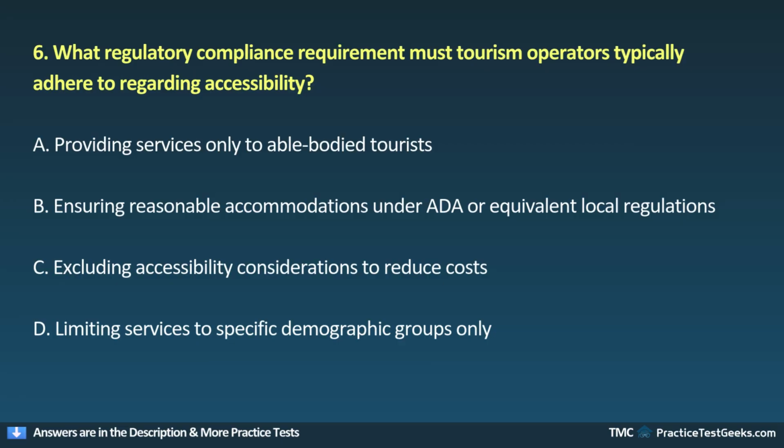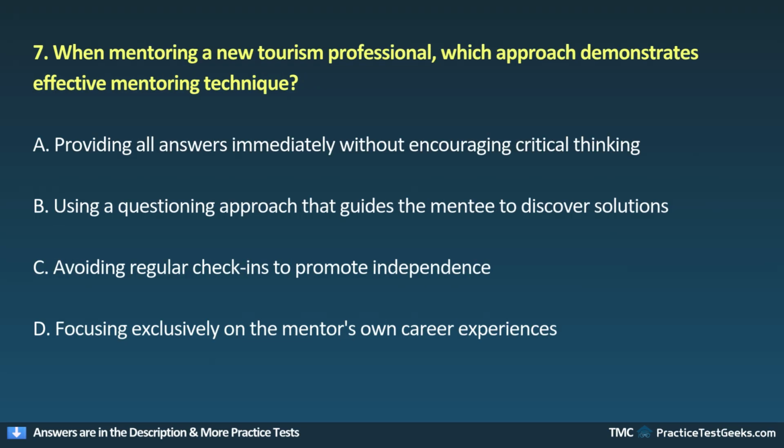C. Excluding accessibility considerations to reduce costs. D. Limiting services to specific demographic groups only. 7. When mentoring a new tourism professional, which approach demonstrates effective mentoring technique? A. Providing all answers immediately, without encouraging critical thinking.